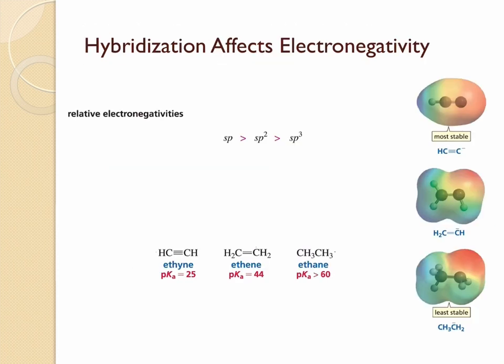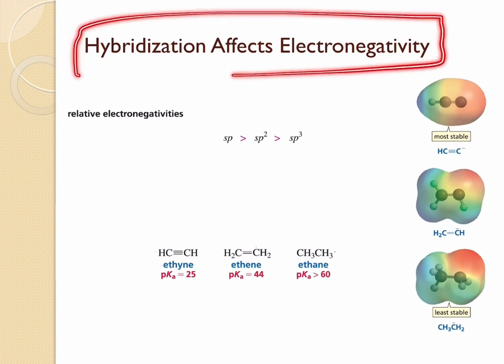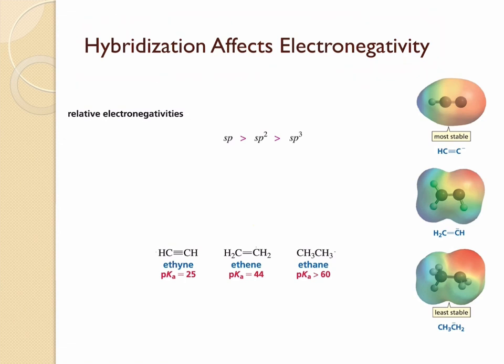The third factor that is going to affect the pKa value is hybridization. Hybridization is going to affect the electronegativity, which in turn is going to affect the pKa value of the compound. Let's do this with an example. Here are three different compounds. We have ethyne, which is acetylene, ethylene molecule, and ethane.